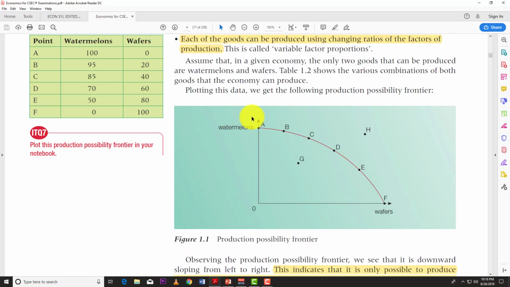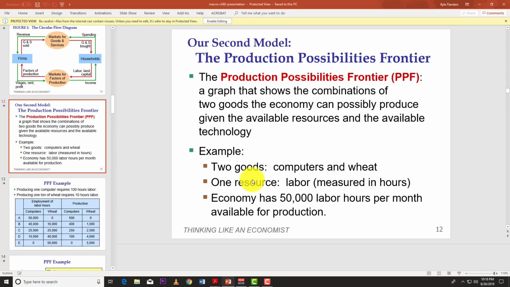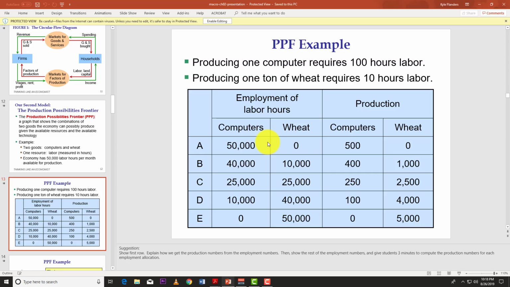Alright, so you have one axis, you have the watermelons. This is the textbook example. Watermelons, wafers. On the slides, you have 2 different examples: you have wheat and you have computers. Wheat and computers. So let's dig into what the PPF is really all about.